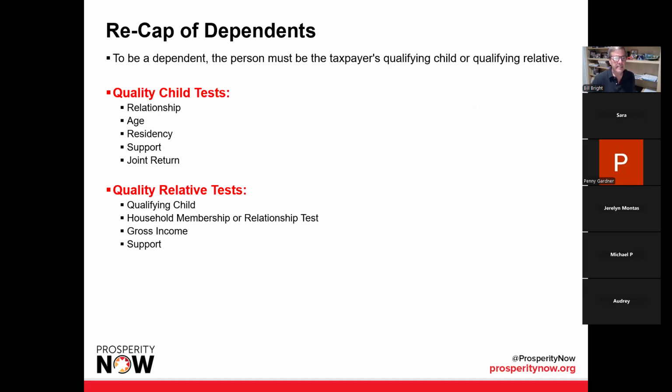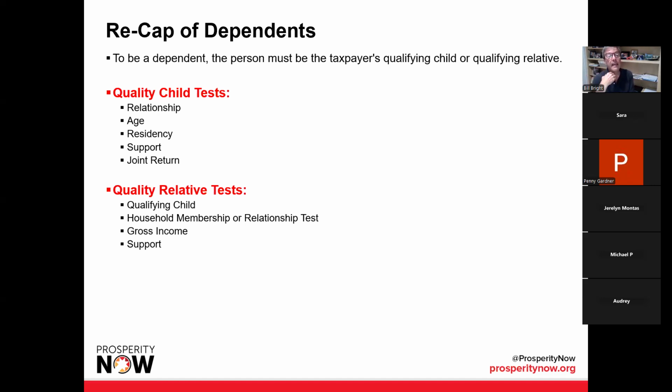The child tests are relationship, age, residency, support, and they didn't file a joint return. So basically, they're your son or daughter or a descendant thereof. They meet the age requirement, meaning they're under 24 if in college, or under 19 if they're not, or they're handicapped. They live with you, and you provide more than half their support. It's pretty straightforward that way.